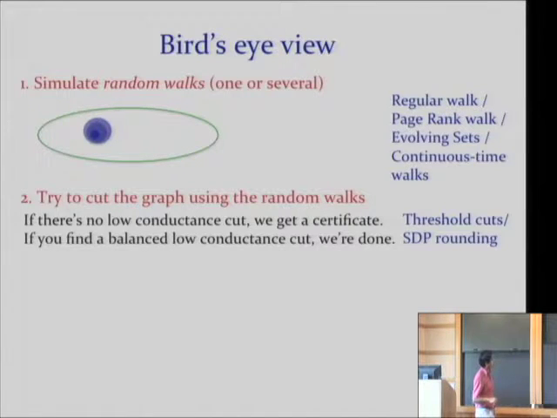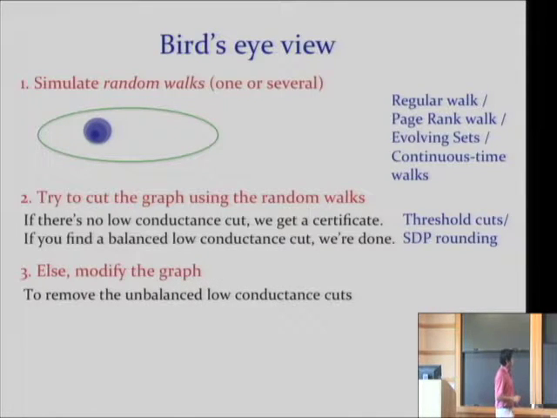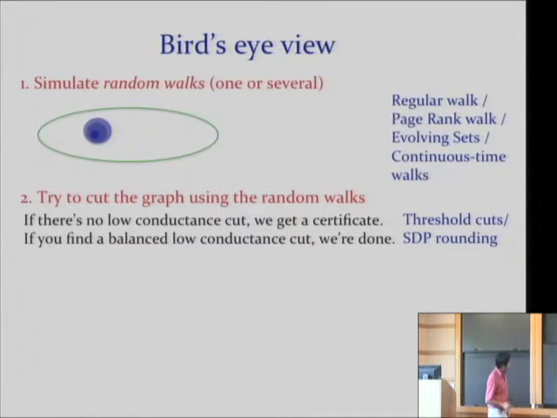Again, how do you find these cuts? You can do several things. You can do threshold cuts. You can do SDP rounding methods. And you mean if there's no low conductance cut, you get a certificate? So if there is no low conductance cut, for example, you perform a threshold cut. If you find no low conductance cut, you get a certificate that actually there is no low conductance cut in the graph, up to some loss. Okay. Right.